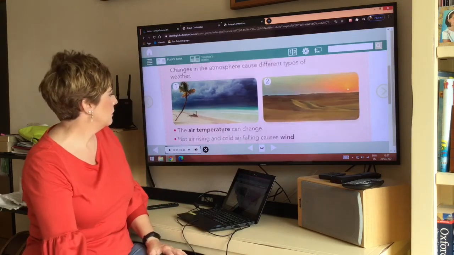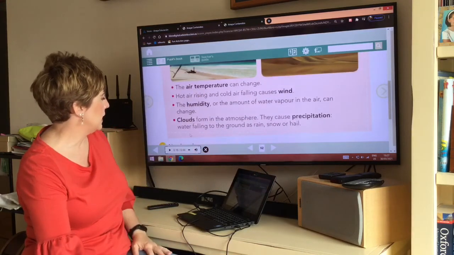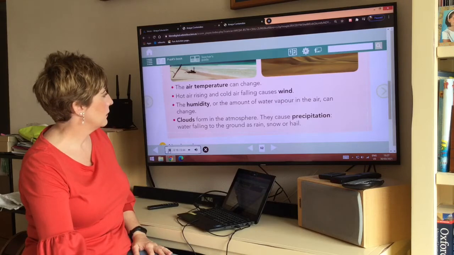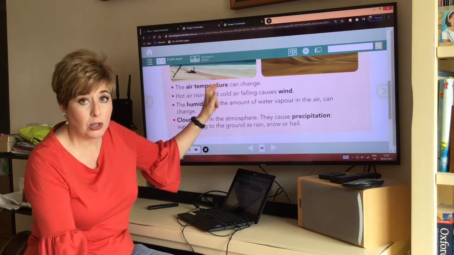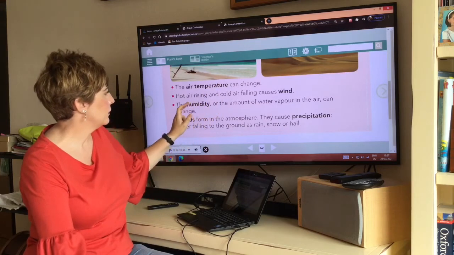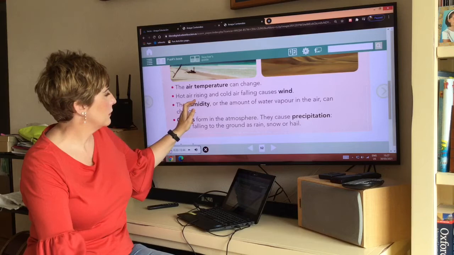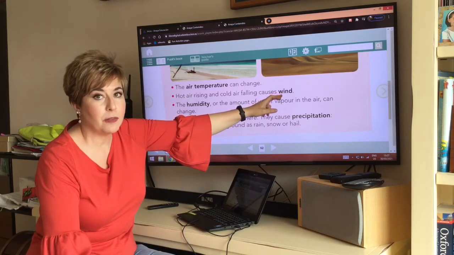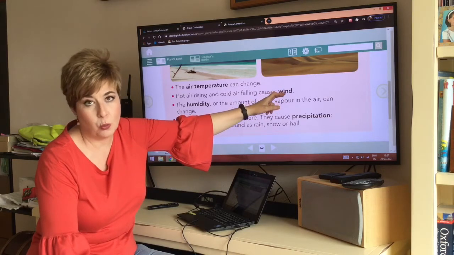And we have the following possibilities. The air temperature can change. Okay, changes in temperature. The temperature can be hot or cold. Hot air rising and cold air falling causes wind. Okay, another state of the atmosphere is being windy or not windy.